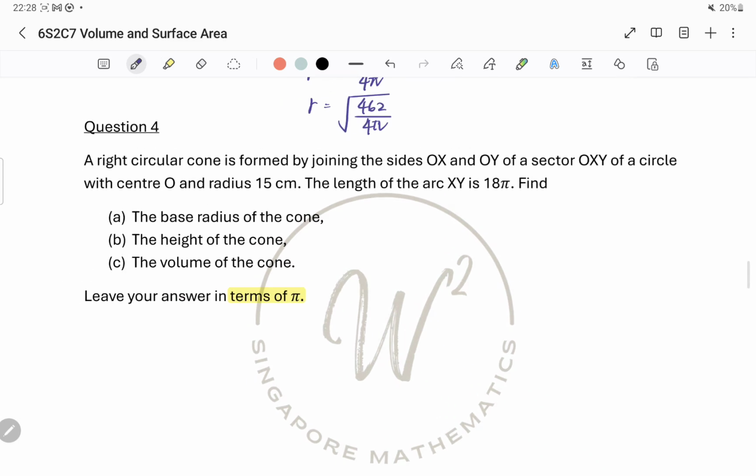Okay, so now question 4: a right circular cone is formed by joining the sides of OX and OY of a sector OXY of a circle with center O and radius 15 cm. So the length of the arc XY is 18 pi. The first thing asks you to find the radius of the cone. Next, they want you to find the height. Next, they want you to find the volume. When you find the volume, you need the radius, you need the height also.